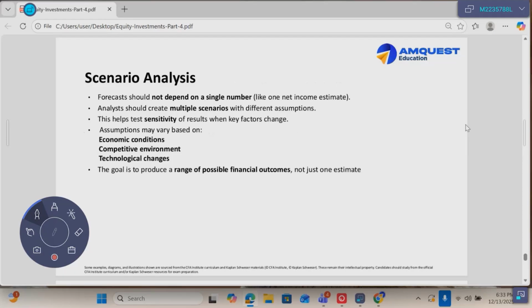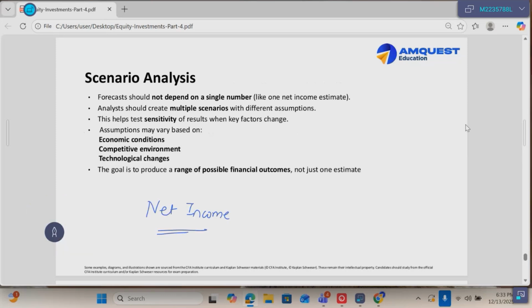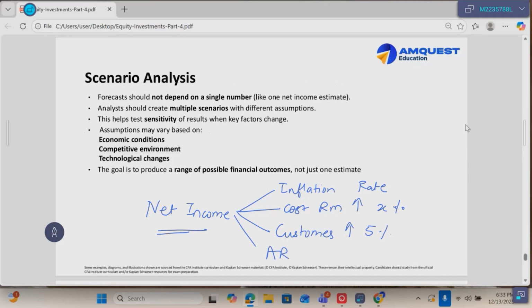So let's say I'm trying to find the impact on net income. How much will my net income be impacted if inflation is changing by a particular rate? If my cost of raw material increases by X percentage, if my number of customers goes up by 5%, if my average revenue per user goes up by, let's say, another 10%. So how multiple factors are going to impact my net income.